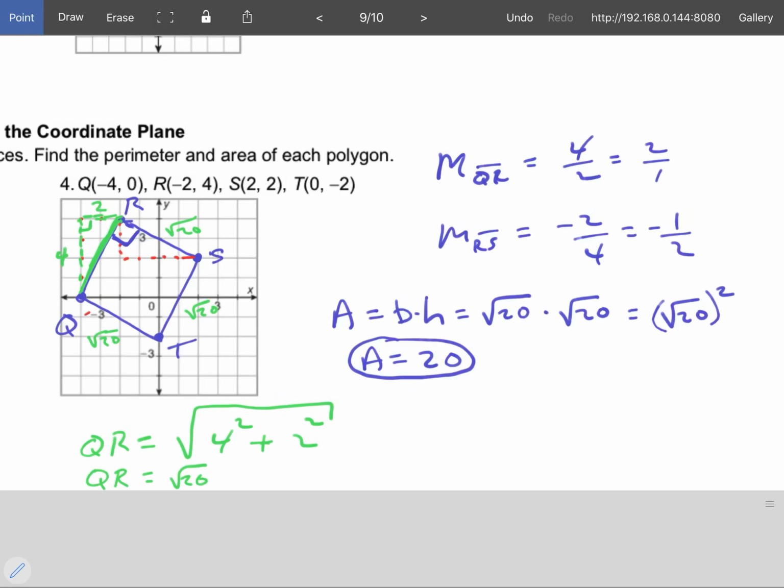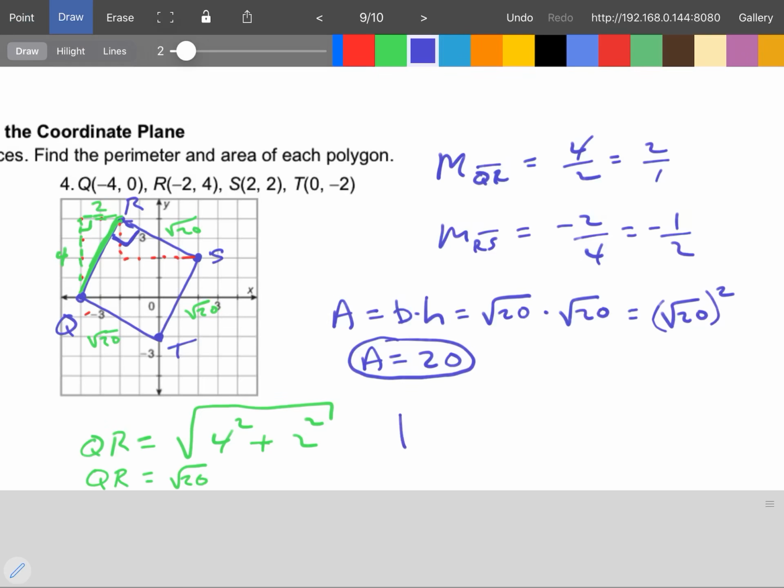Well, I think you could see that would be the square root of 20 plus the square root of 20 plus the square root of 20 plus the square root of 20. Or you could just do the perimeter is 4 times the square root of 20.